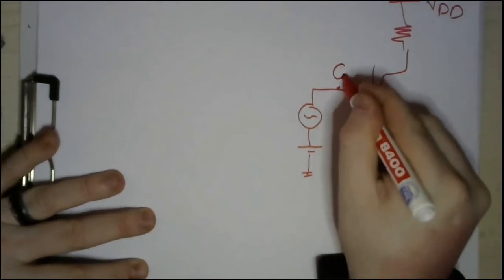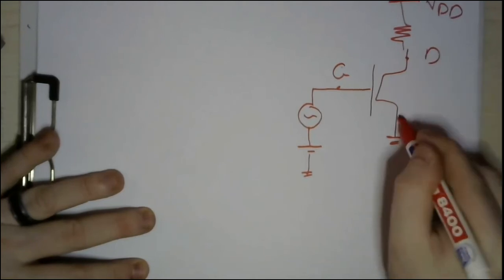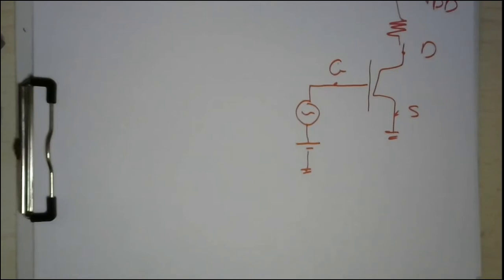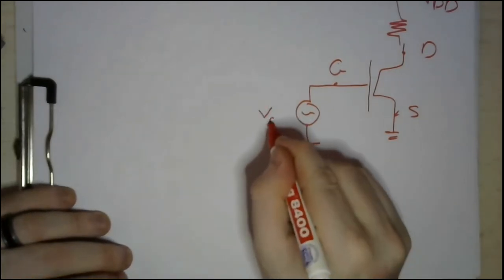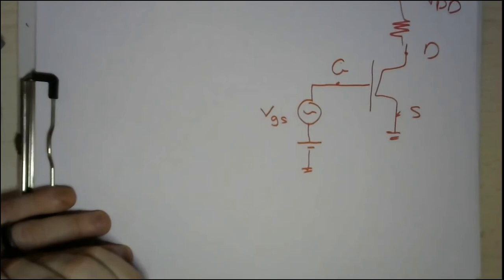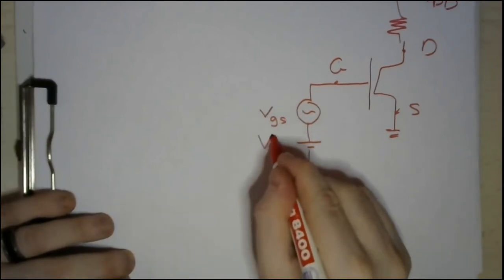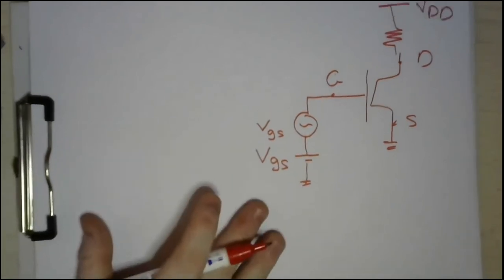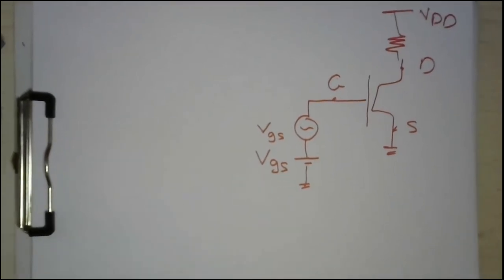This is the gate, this is the drain, this is the source. And in order to distinguish in terminology between the DC voltage and the AC voltage, we will usually use small v to indicate the AC sources and capital V to indicate the DC sources. And again, the same will be implemented for current: small i for AC and capital I for DC. This is maybe the most standard way to distinguish between an AC and DC value.